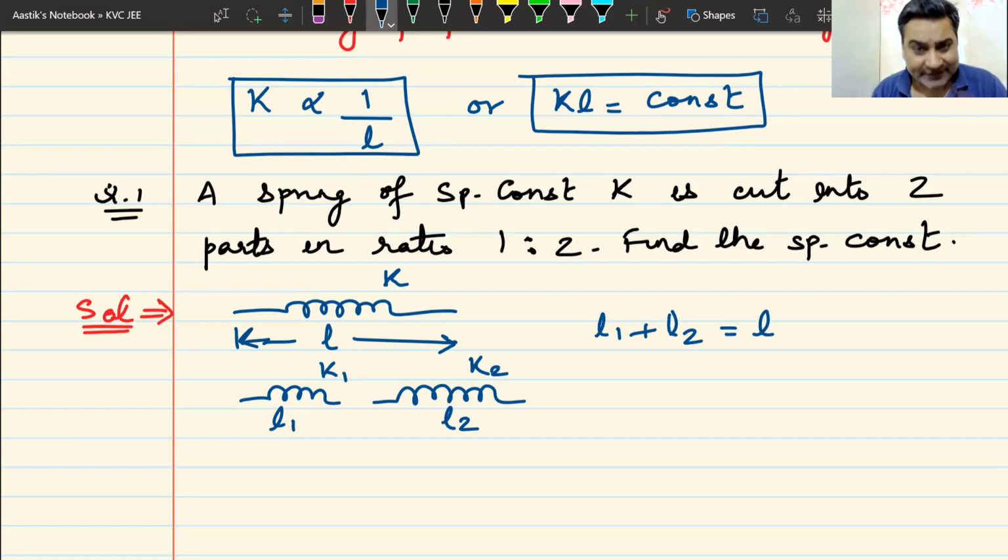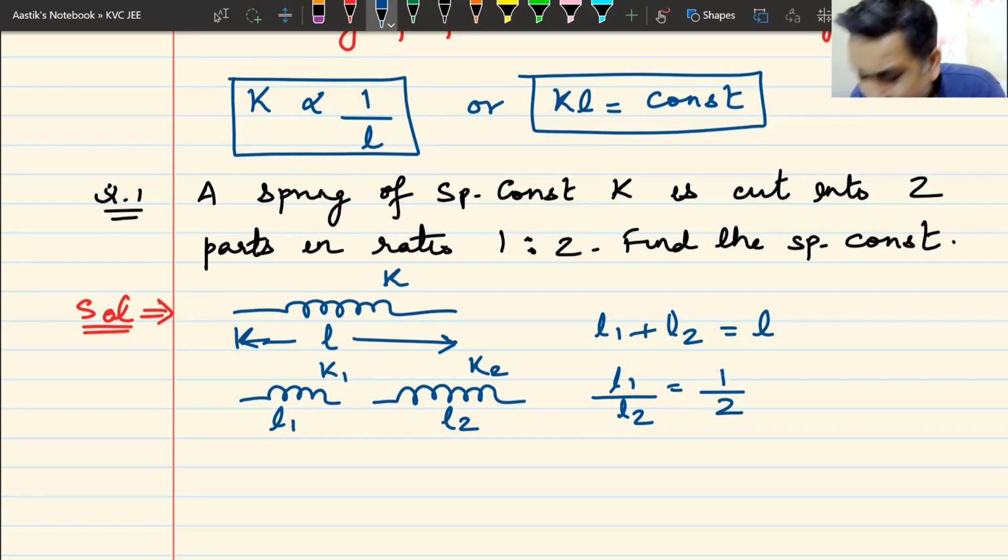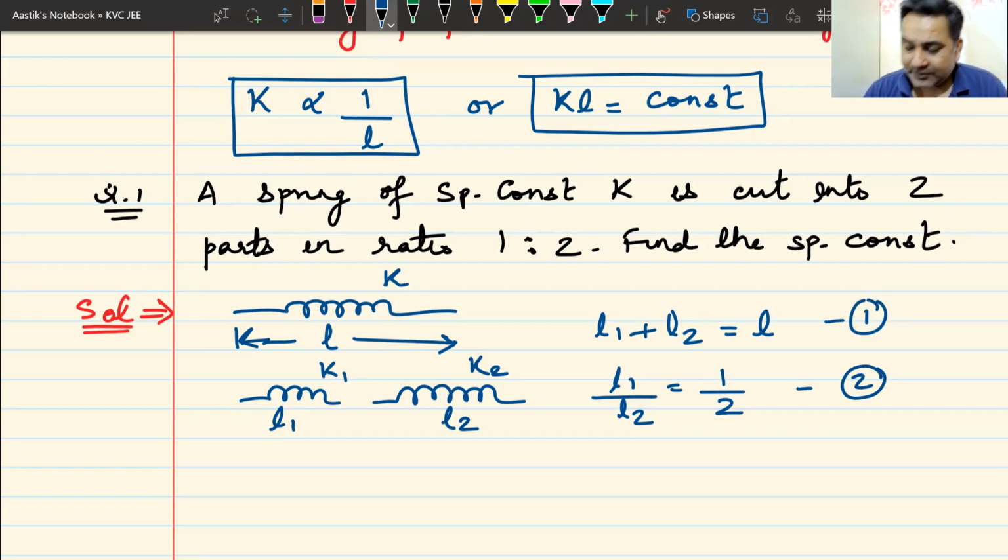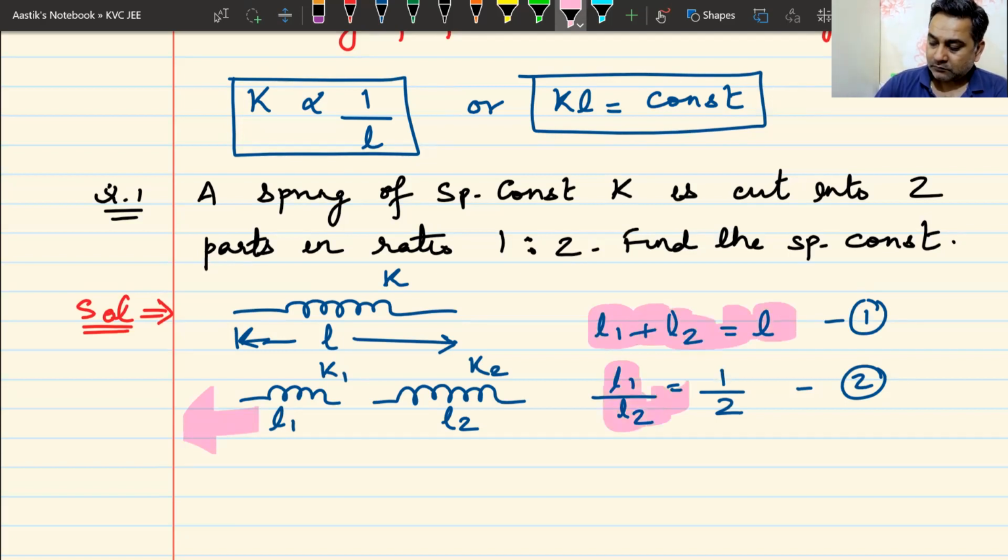Great. Also the ratio is given. So L1 by L2 is equal to 1 by 2. This is equation number 1. This is equation number 2. From here you can find out the value of L1 and L2. Can anyone tell me what is the value of L1? Simple equations. L by 3. Well done.